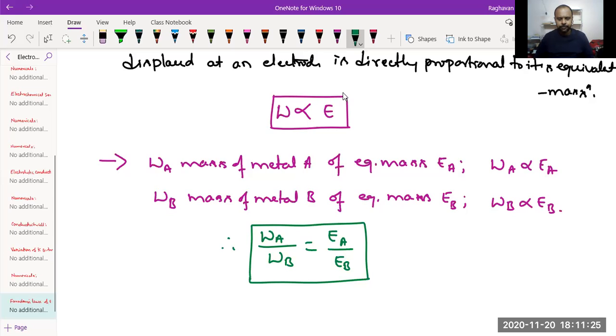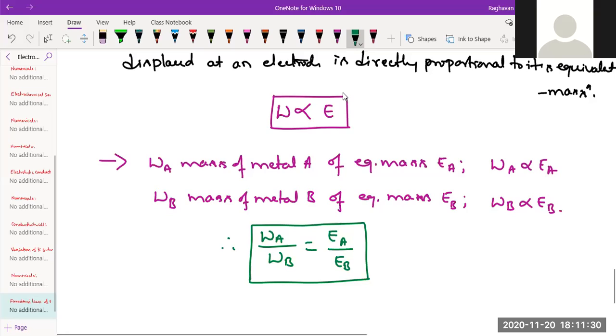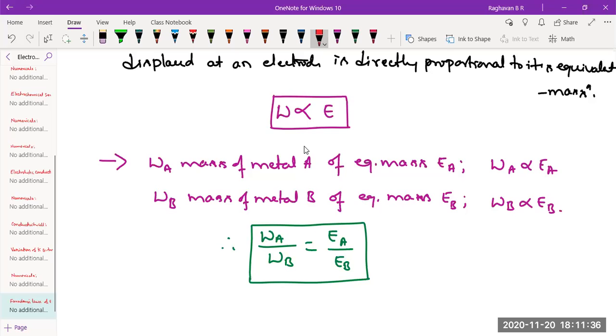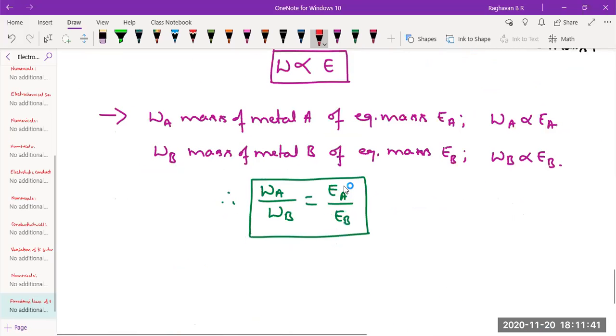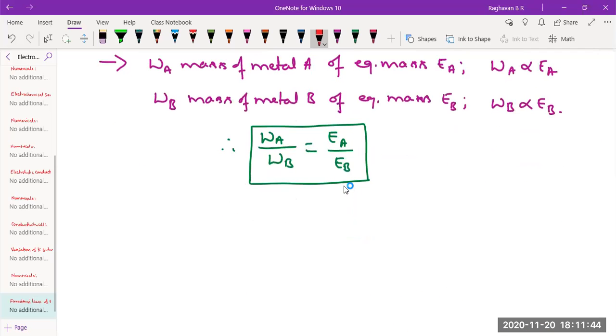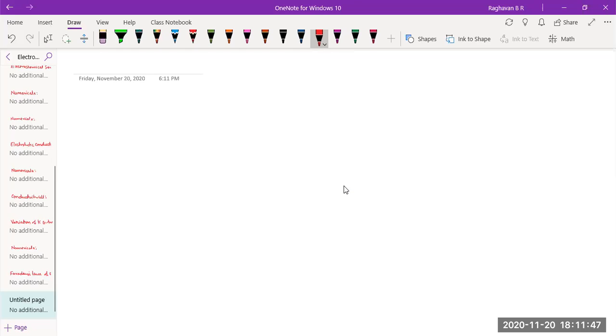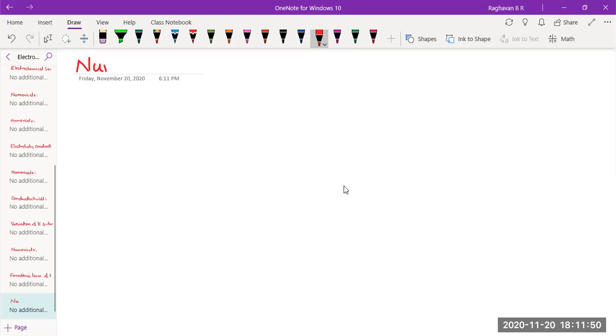Shall I proceed now? Yes, sir. Okay. We'll take numericals. This page is forwarded. We'll take up the next page. Write down this.